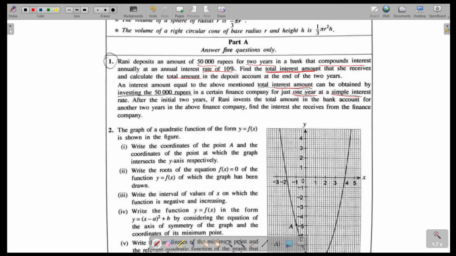After the initial 2 years, if Rani invests the total amount in the bank for another 2 years, in the finance company at a simple interest, find the interest she received from the finance company.